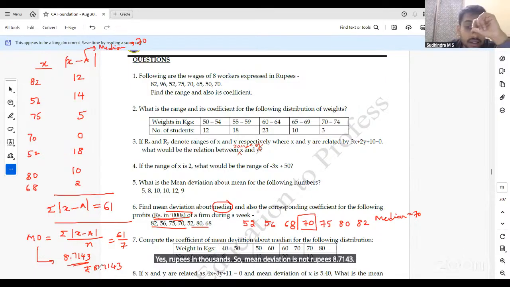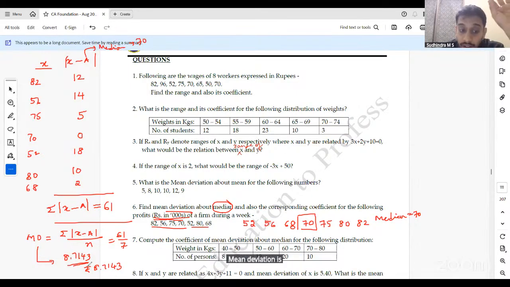So mean deviation is not rupees 8.7143. Mean deviation is rupees 8.7143 into 1000. That is rupees 8714.3. That is the correct answer for the median. But 8.7143 is mathematically, arithmetically correct.